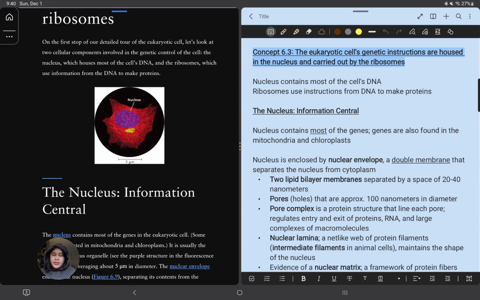So, for my notes, nucleus contains most of the cell's DNA. Okay. Ribosomes use instructions from DNA to make proteins.